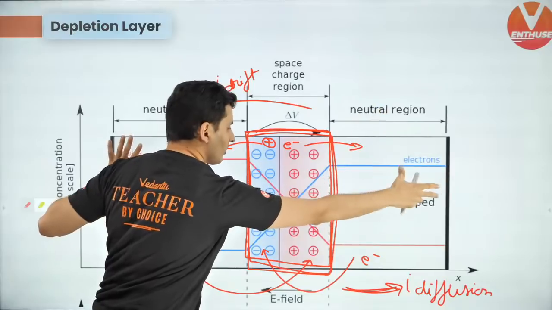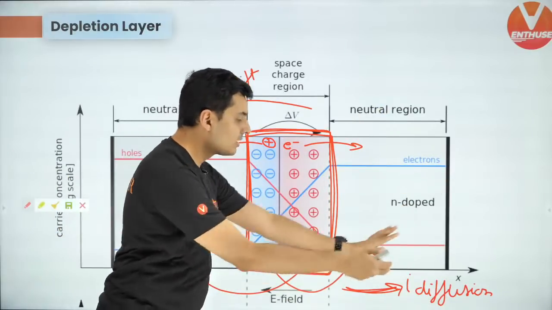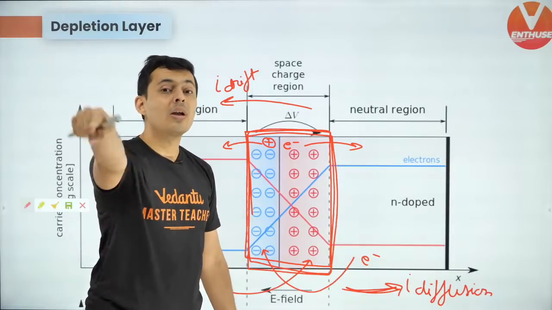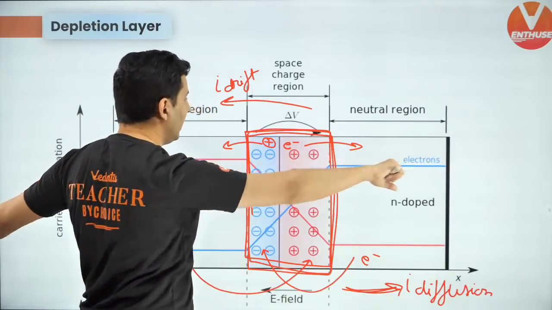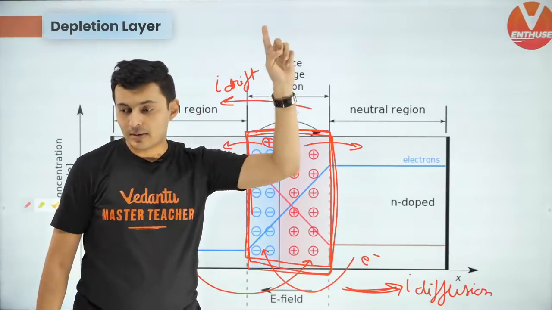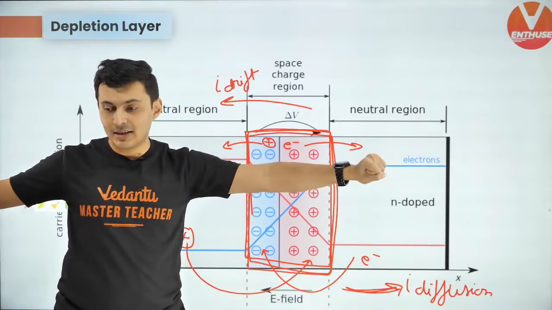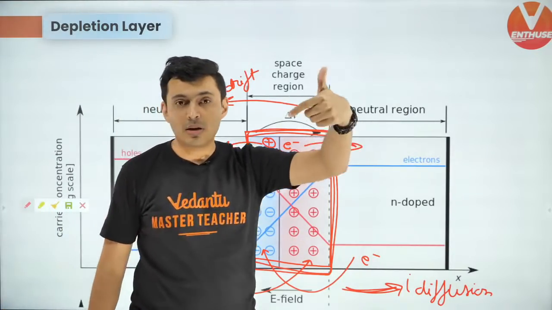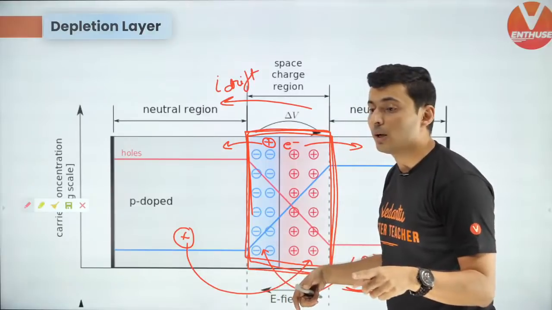Outside this zone, whatever transfer happens, that causes diffusion current. Excellent. So when nothing is connected, what will happen? This drift current and diffusion current, what will it be? Will it be more? Which one will be more? Or will they be equal?